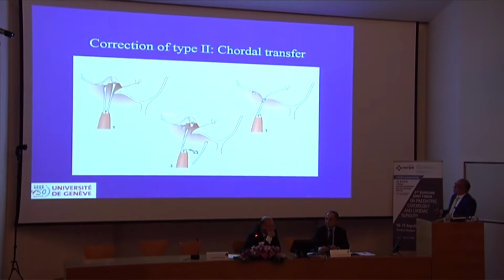Again, the chordal transfer, you have two sources. The secondary chorda tendinea, as you see here, there is an elongated primary chorda tendinea here. You detach the secondary one, and you reattach this one at the level of the elongated primary chorda tendinea. Or, the second source is the primary posterior chorda tendinea, which can go to the corresponding part of the prolapsing anterior leaflet.